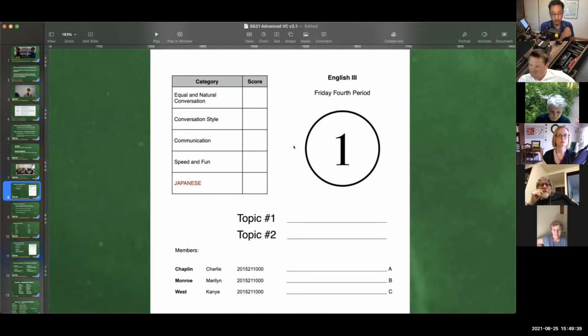The categories are equal and natural conversation, so they all have to contribute. They must not have memorized the conversation. You can smell that conversation a mile away. You can hear it if they're just reciting things.